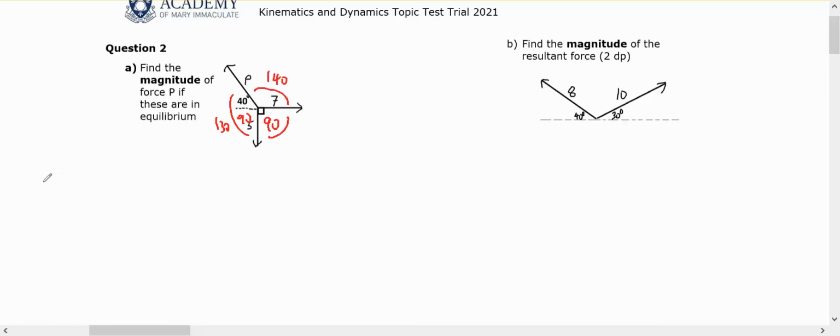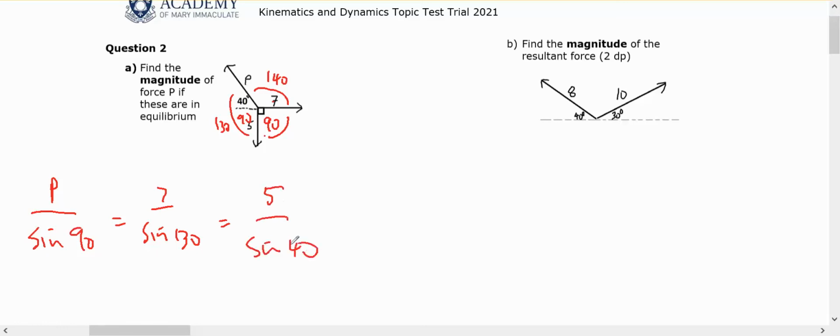So you could have used Lamé's theorem, which said P over the sine of 90 equals, take your pick, 7 over the sine of 130, or you could have done 5 over the sine of 140 to use that to get an answer for P.